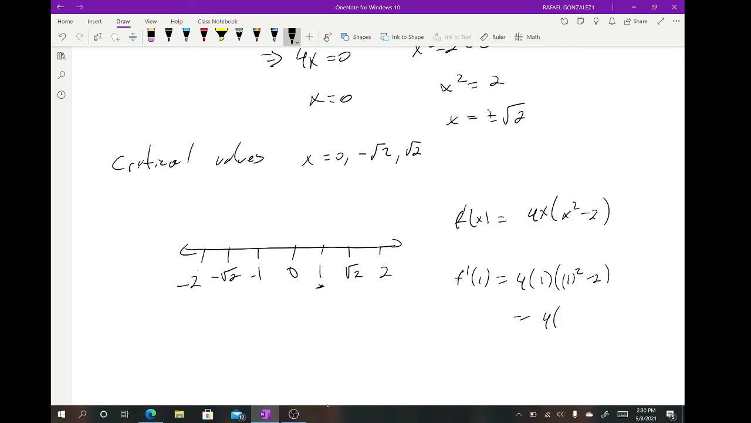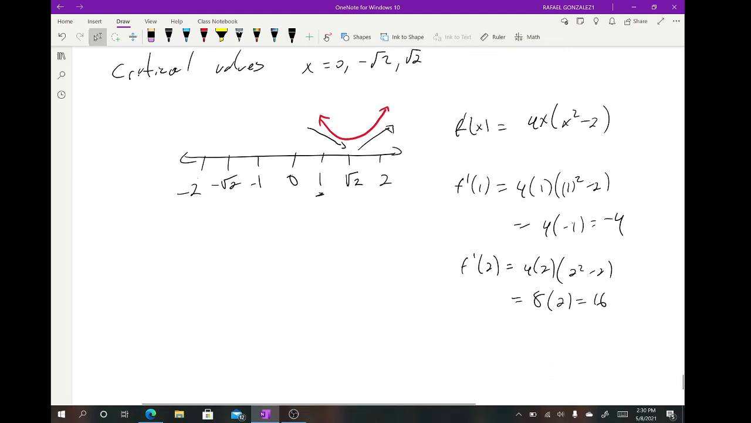That's going to be equal to 4 times negative 1, which is negative 4. Remember, when the derivative is negative, that means we're decreasing, so we're going down. And let's see f prime of 2. We have 4 times 2 times 2 squared minus 2, so that's going to be a positive number: 8 times 2, which is 16. So it's going to be increasing. So you're going down from 0 to radical 2 and then up to the right side of that. So we have a local minimum at radical 2.